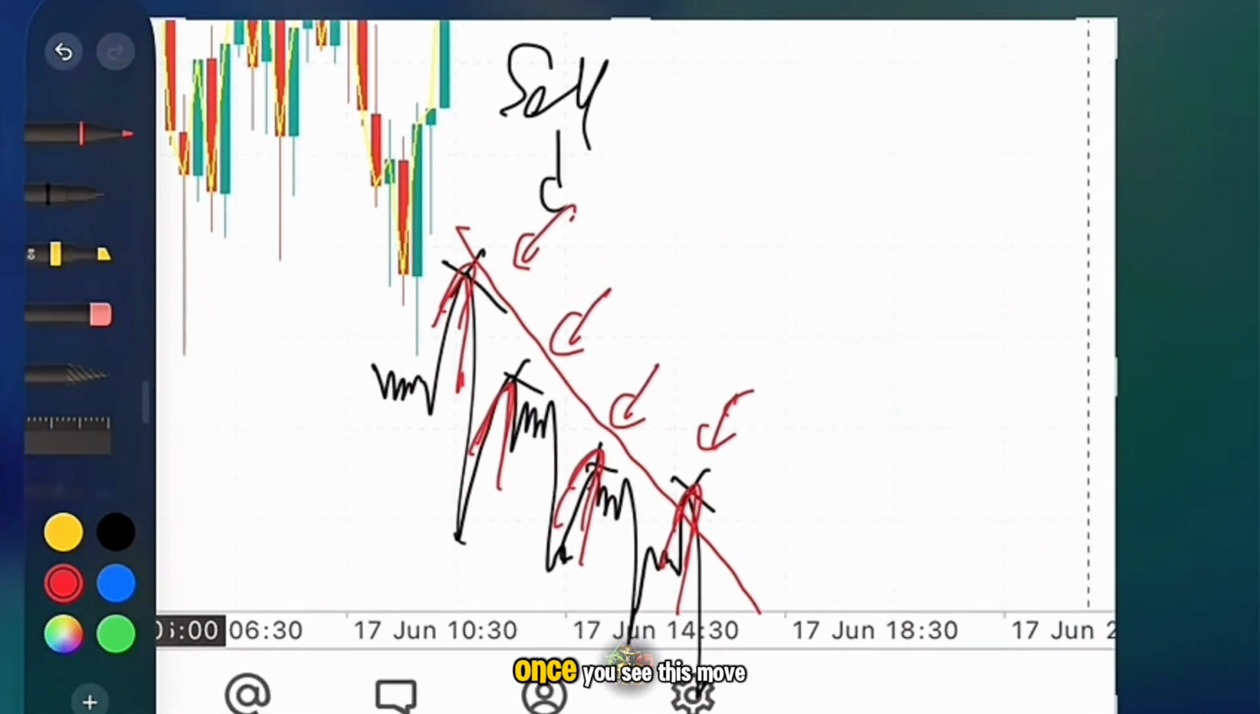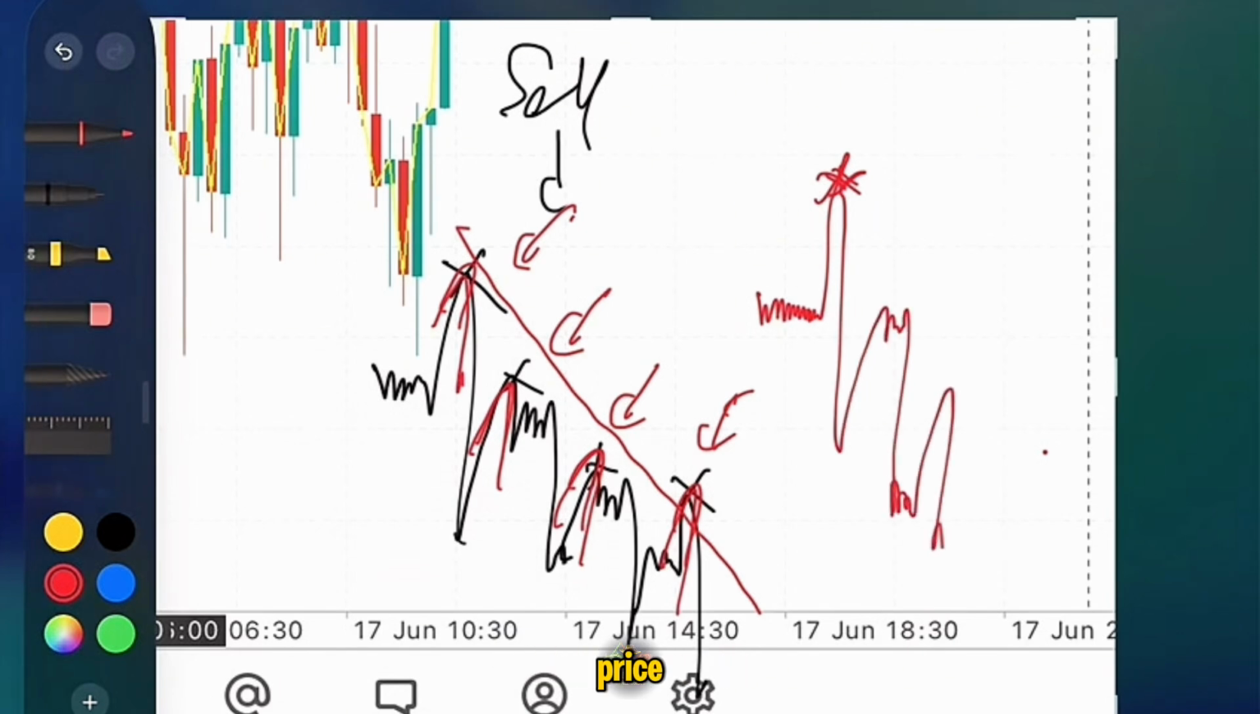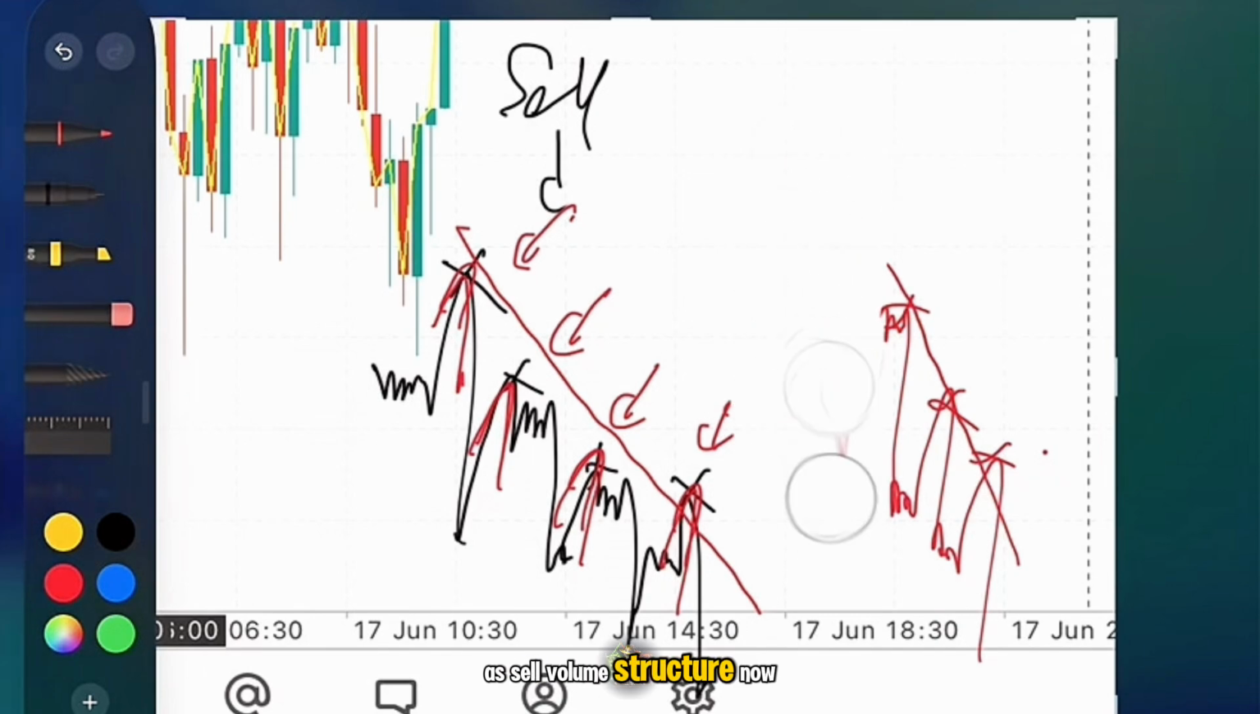Okay? Once you see this move, a sideways spike up and then a sudden spike down, this indicates the volume has stepped in. Sell volume has stepped in. In other words, the sellers has stepped in order to push the price. See? Okay? This is what we call as sell volume structure.